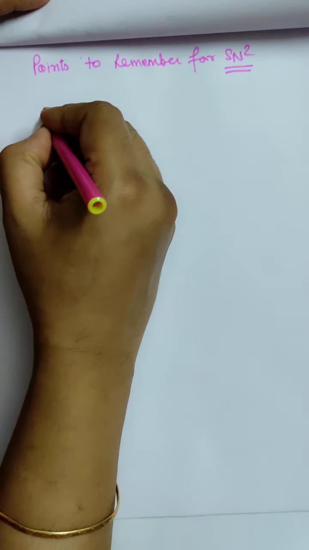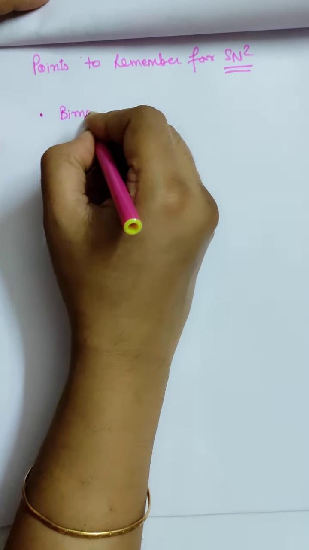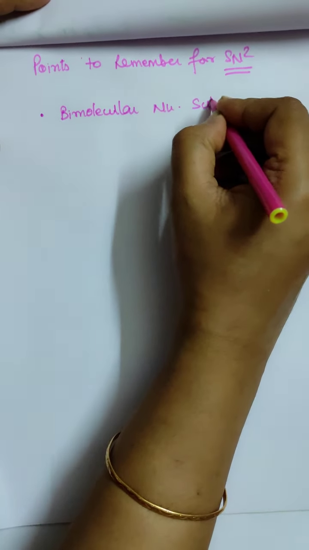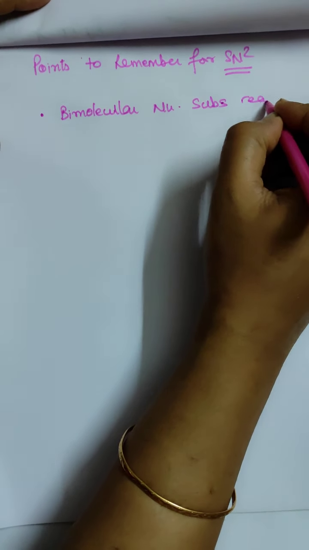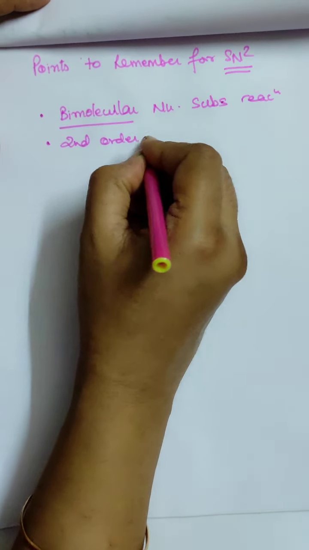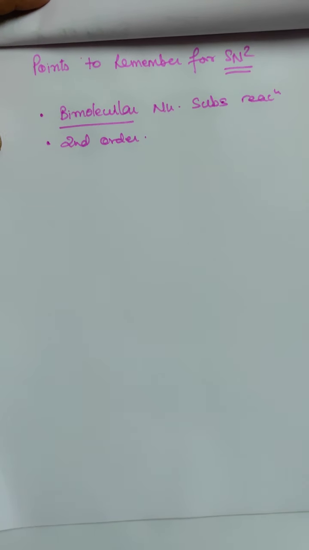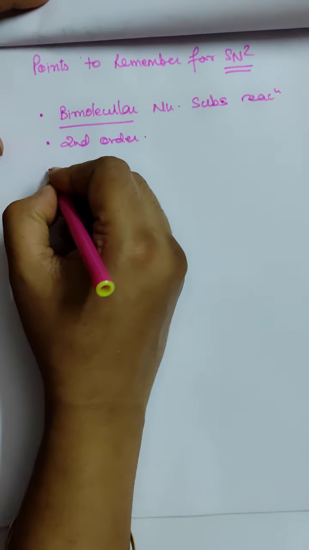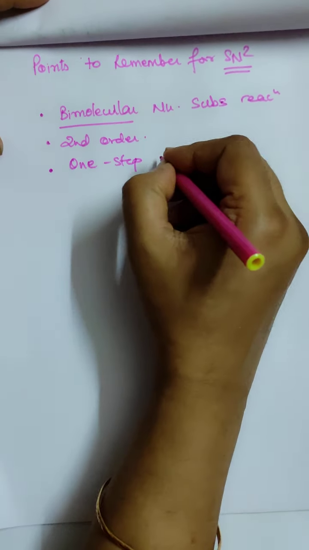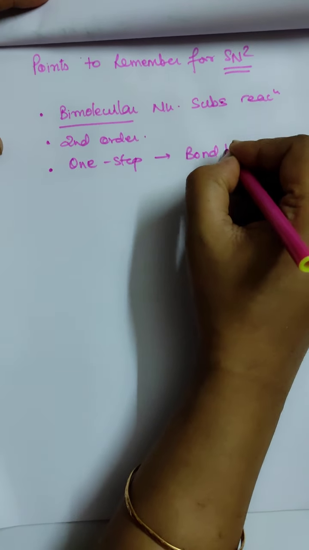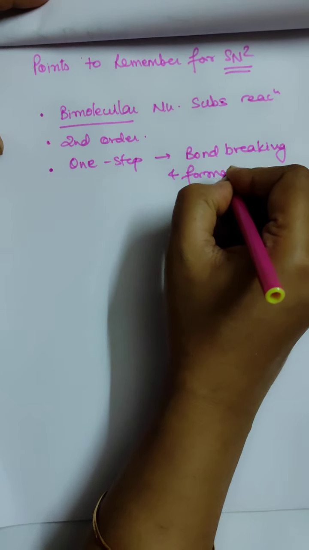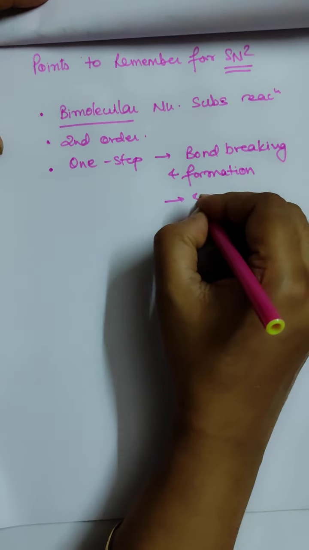So SN2 mechanism, points that you have to keep in mind: it's a bimolecular nucleophilic substitution reaction. Bimolecular means it is basically a second order reaction in which the reaction rate depends on both the reactant as well as the reagent. Then it's a one step process, or you can say it's a concerted process in which bond breaking and formation occur simultaneously.